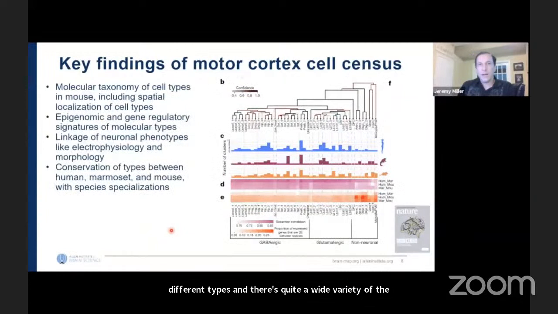In addition, there was conservation of these types that was found between human, marmoset, and mouse, along with species specializations. What's shown here is an example of the about 45 conserved types that were found between species. And they share a lot of common features in terms of the genes that are expressed, the number of differentially expressed genes between types, and the number of clusters identified within these types.